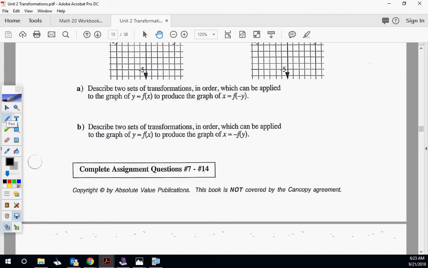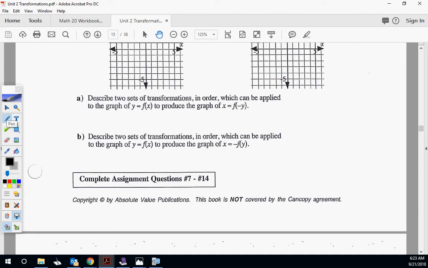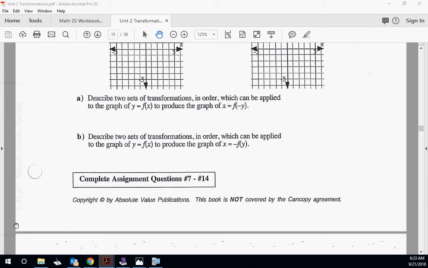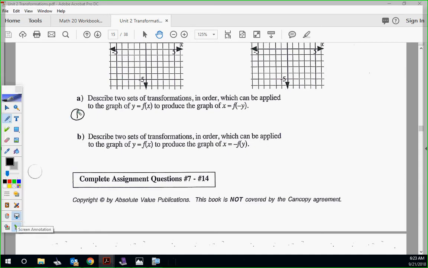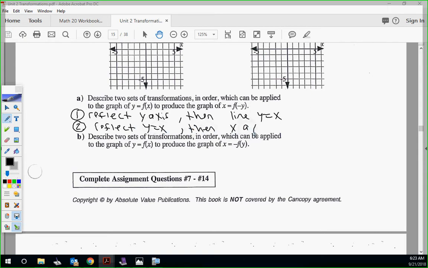So how do you get to be x equals f of negative y? There's two processes. Process 1: reflect the y-axis, then y equals x. Process 2: reflect y equals x line, then x-axis. Okay, that's for the x equals f of negative y.